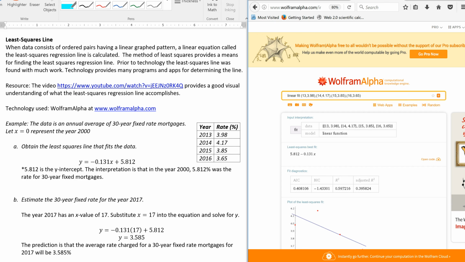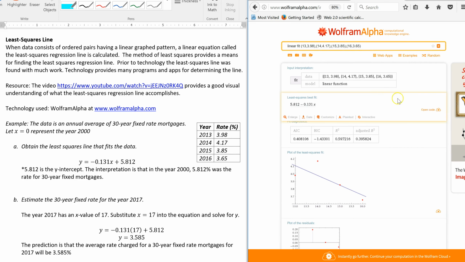On this screen, we will see that it has listed all the ordered pairs but with set brackets instead of parentheses. It tells us that it's found a linear function and that the least squares line or best fitting line is this equation. Now notice that it provides the y-intercept first and then the slope. This is a traditional way of doing it, and this would typically have a y equals or a y hat equals at the front of the equation.